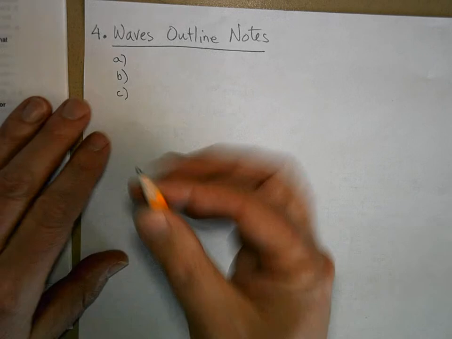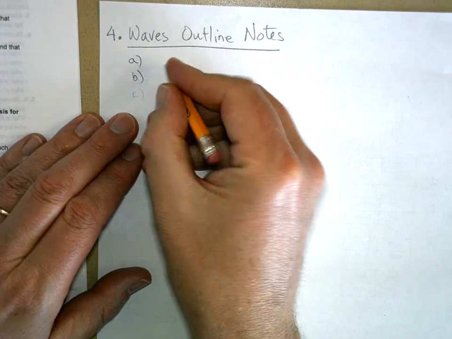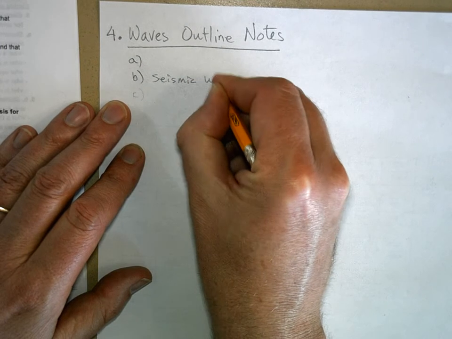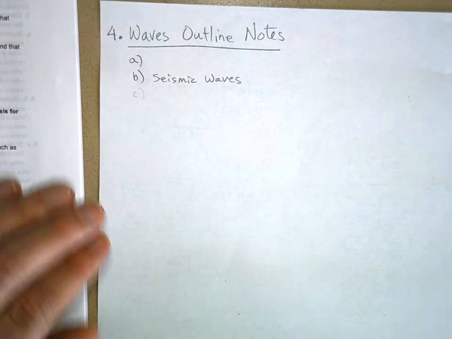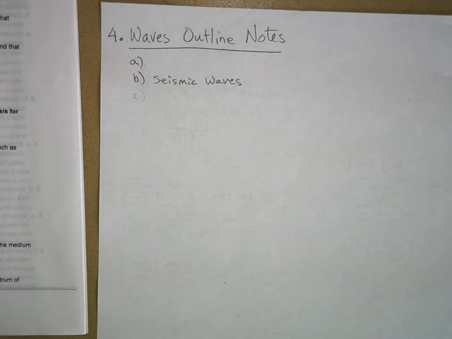There is one thing for B that we didn't cover, so let me add something here. We didn't really talk about seismic waves very much. Well, not at all. Seismic waves. What are seismic waves? It's the kind of waves you get when there is an earthquake. Okay, and there are two basic kinds.